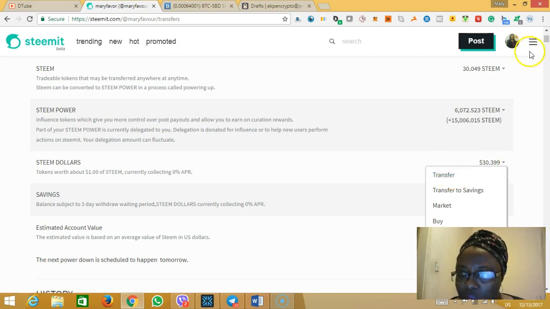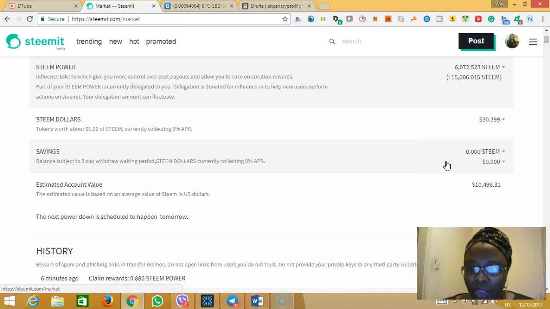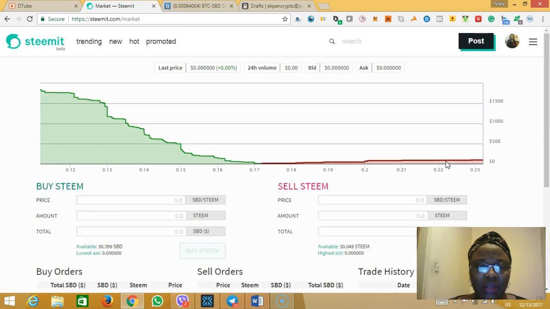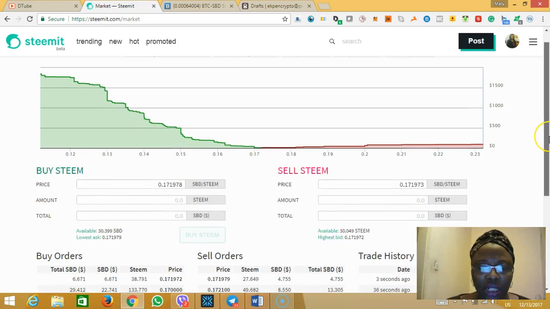Okay, so I wouldn't click transfer. I have how many options here? 1, 2, 3, 4, 5. So I'm going to click market, because that is precisely where I want to go to. So I will click market. That is the internal market, the Steem internal market, and this is the price.